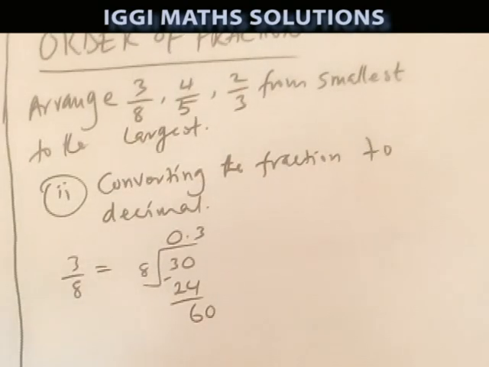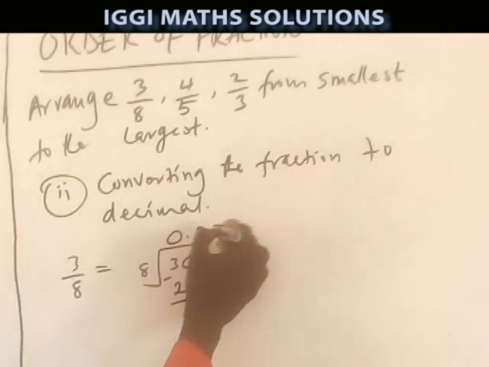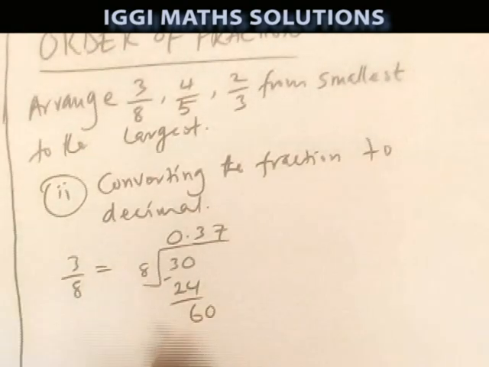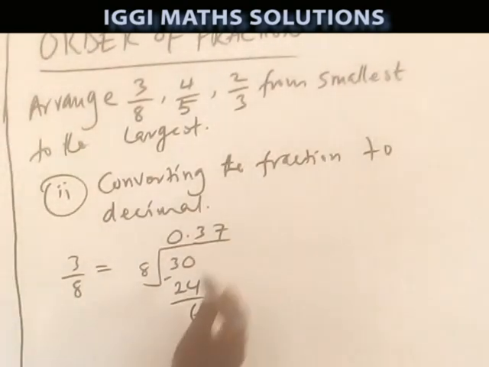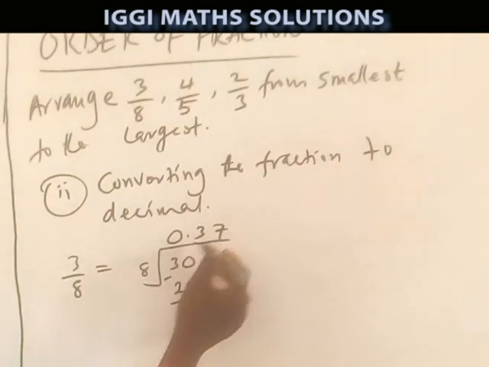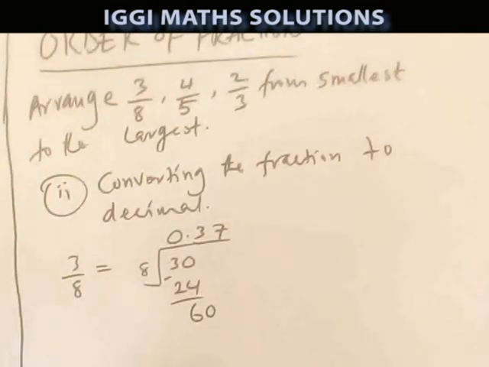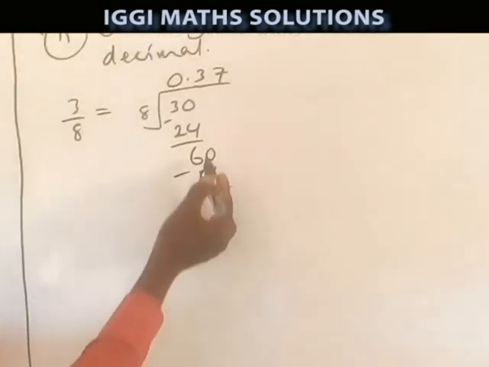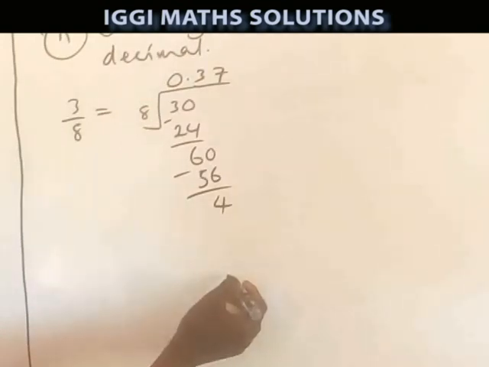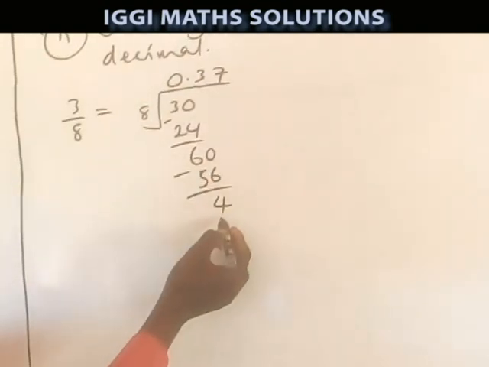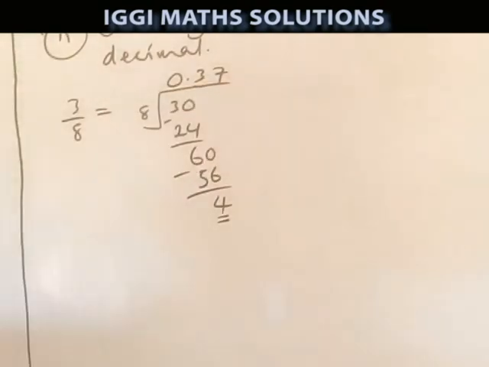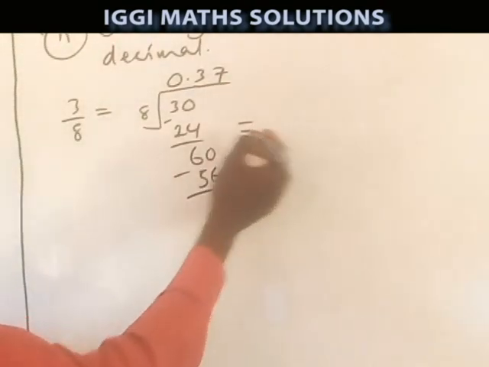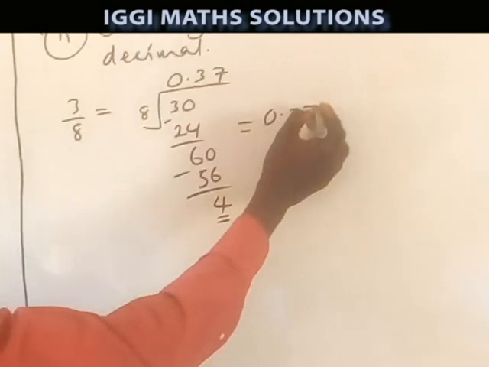Yes, of course, it can go about 7 times. So we write 7 here. We find the remainder by multiplying 7 by 8 and subtracting it from 60. What is 7 times 8? 7 times 8 is 56. So we subtract 56 from 60. Here 10 minus 6 is 4, then 5 minus 5 is 0. So we can stop here since we have 2 decimal places. Therefore 3 over 8 is 0.37.